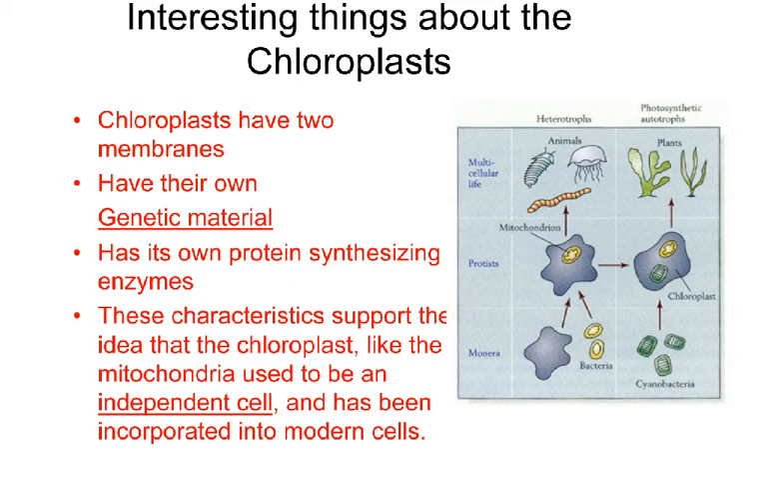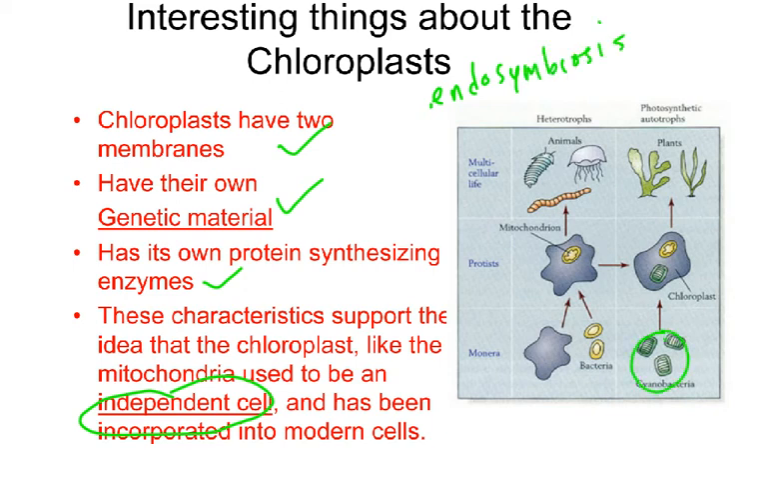The interesting thing about chloroplasts, just like mitochondria, guess what, guys? They have 2 membranes, they have their own genetic material, their own enzymes, and so we think, just like mitochondria, that chloroplasts originated as an independent cell. Remember, this is the theory of endosymbiosis, where chloroplasts also were engulfed by an early eukaryotic cell type.